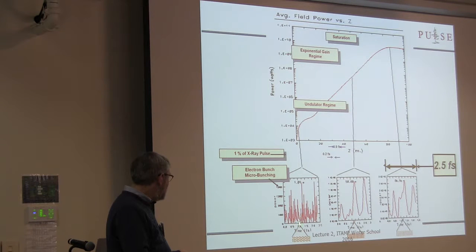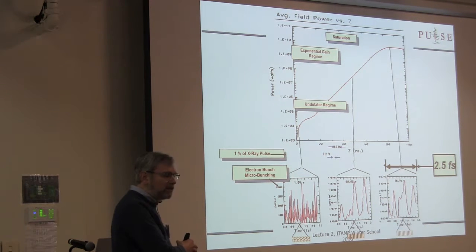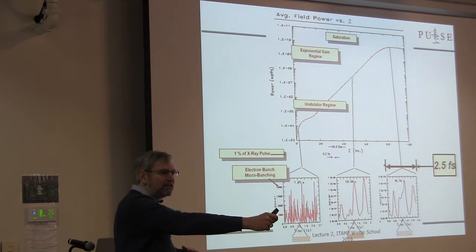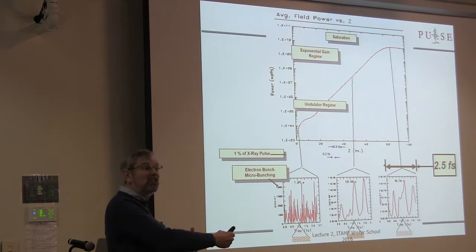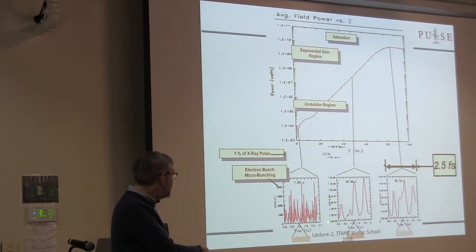0 femtoseconds is here, 1 femtosecond is way over here, 2 femtoseconds way over there. So this is a 2.5 femtosecond scale. If you go into this exponential regime, you begin to see that the organization of microbunching has led to a certain cooperation length: how long can electrons move together before they forget their phase. And that gives rise to a burst of radiation that's a certain length. I am looking in the time domain here, so it's that length. And at saturation, that's preserved.